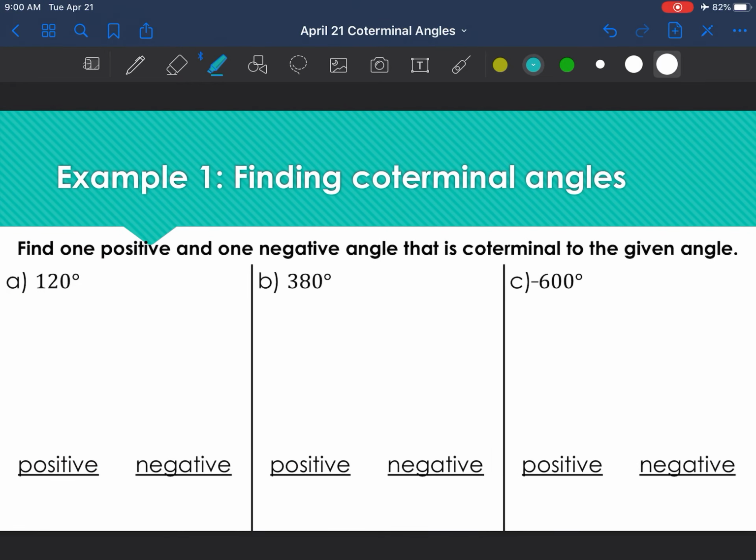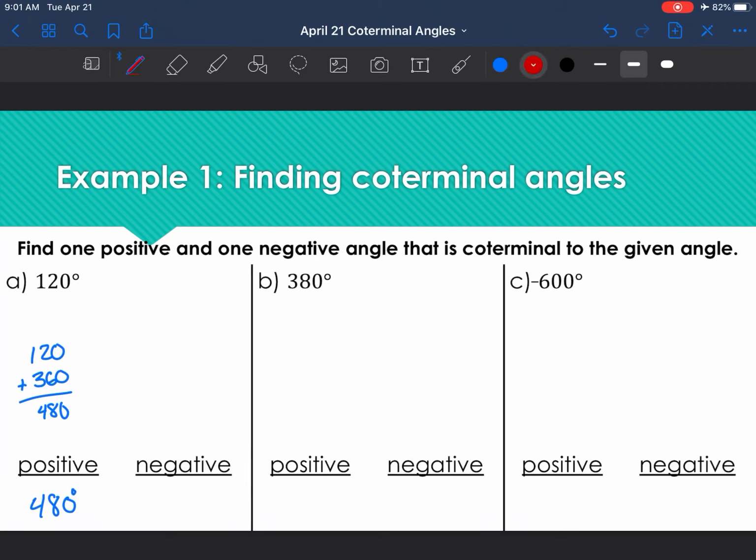All right, so now let's just practice finding some coterminal angles. I'm starting with 120 degrees, and I want to find one positive and one negative angle that is coterminal to the one that was given. If I want to find a positive one that looks the same as a 120 degree angle, I just add 360 to that, and I end up getting 480. So 480 degrees is a positive degree that will look the same as a 120.